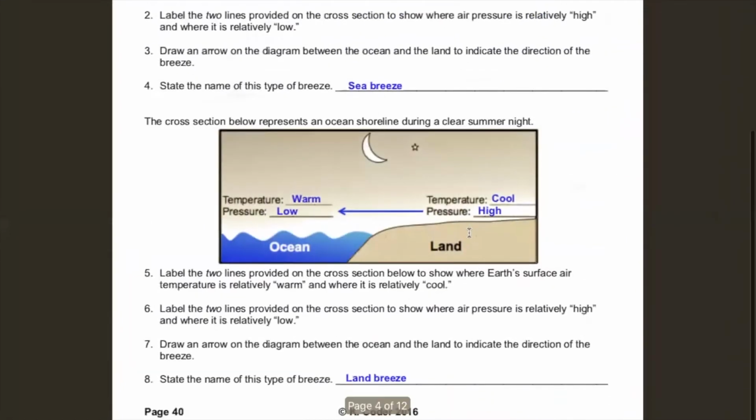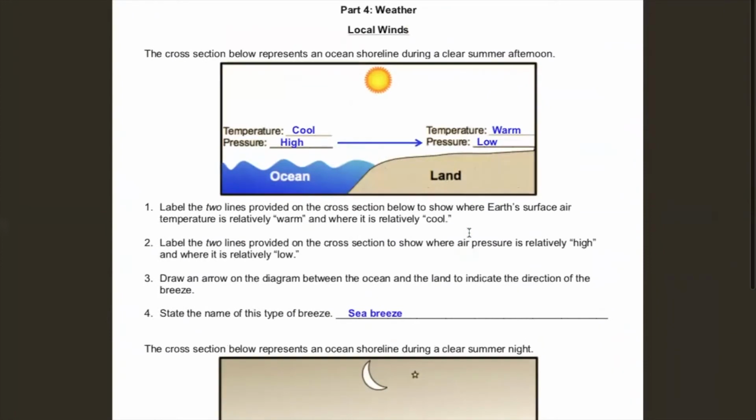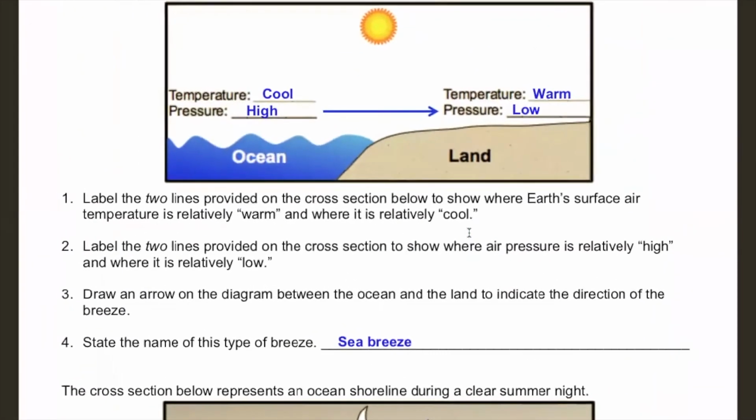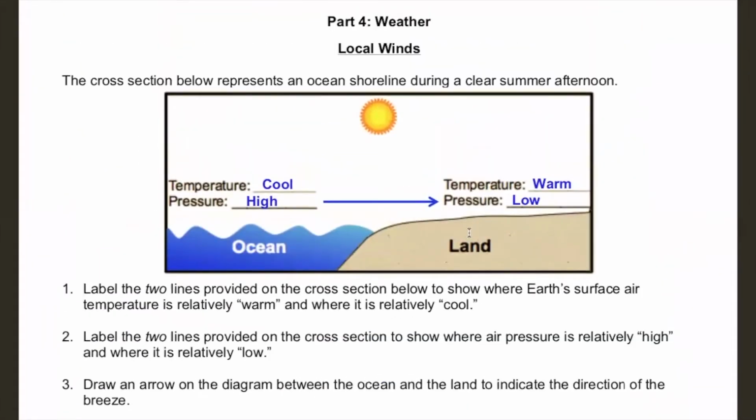All right, let's move on to page 40. One of my favorite lessons that I didn't get to teach you, I'm sad, is about winds. There's a couple different kinds of winds. Remember, we name winds from where they blow from. It says, label the two lines provided on the cross-section below to show where Earth's surface air temperature is relatively warm and where it is relatively cool.